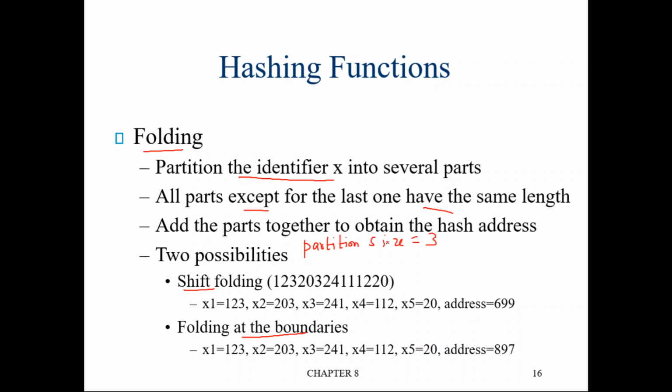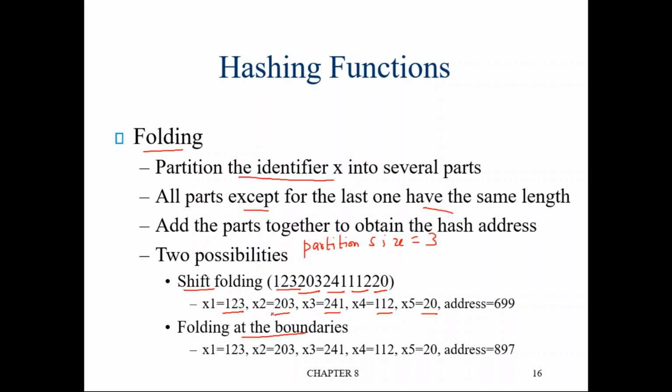So we have to divide this into several smaller partitions such that the individual partition size will be a maximum of 3. The first partition will be 1 2 3. The second partition will be 2 0 3. Third will be 2 4 1. Fourth will be 1 1 2. Now the last partition we cannot guarantee, it may be of equal size or it may not be, so it is just 2 0, so 20.